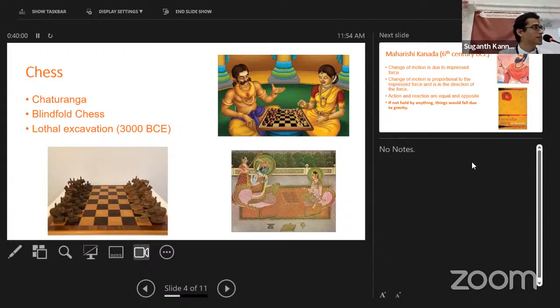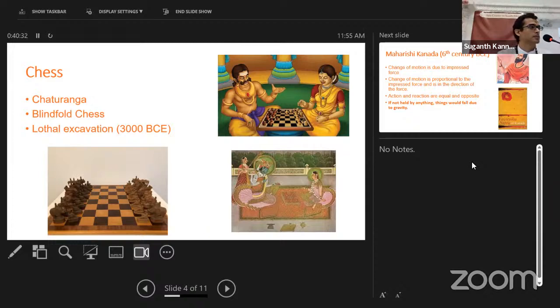Of course, the piece names are different. King is called Raja, queen is called Rani, rook is called gaja. So there are some minor differences. And in the bishop, the mantri, there are some minor differences in the rules and the movements of the pieces. But that game was exported from India via the Arabic countries and Persian traders to Europe. And then they developed the modern rules of chess. But it's originally from India, Chaturanga.